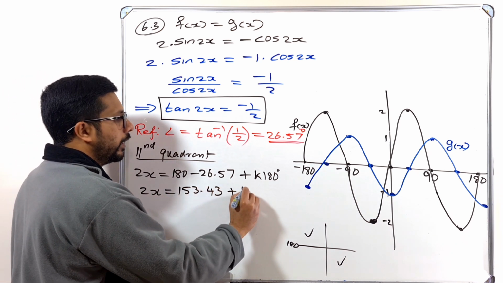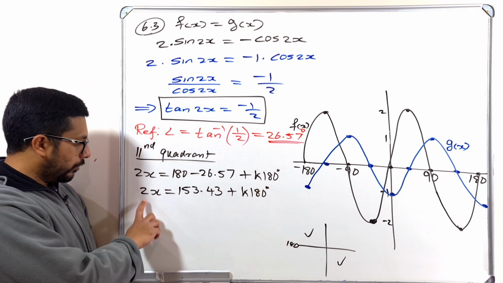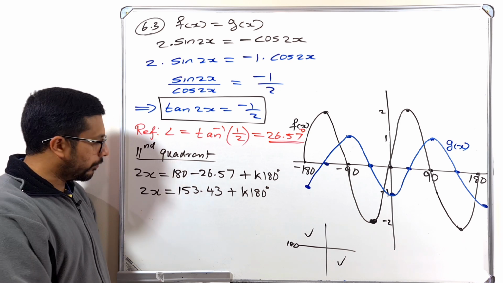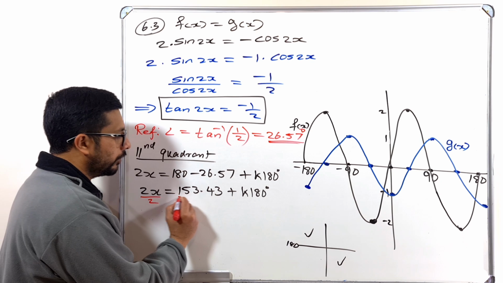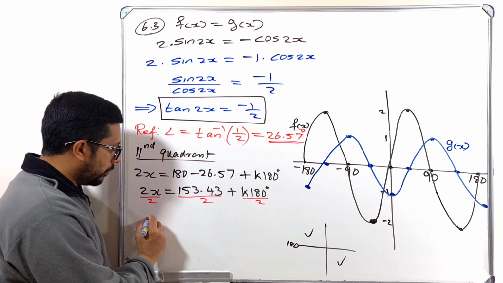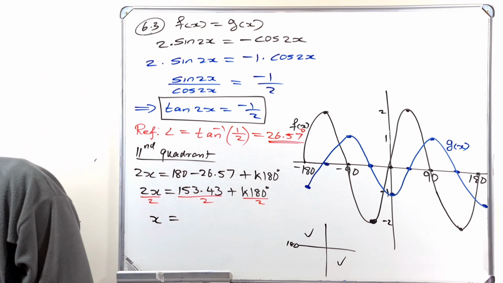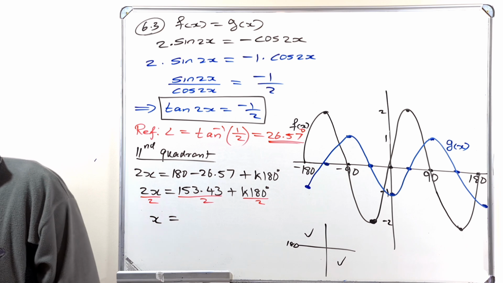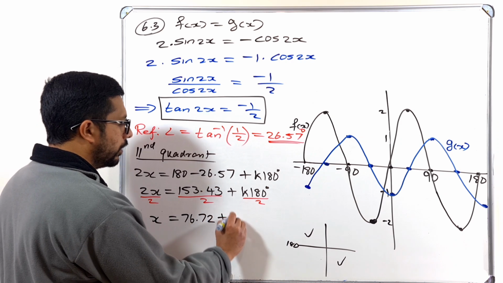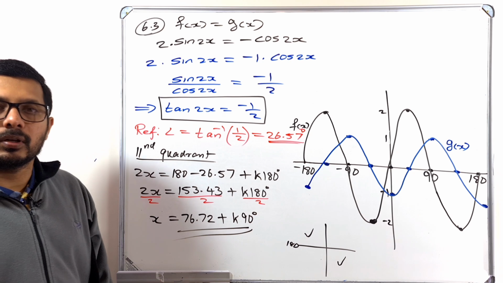153.43 plus k 180. So now 2x is equal to... we don't want to find 2x, we want x. Am I right? So how can you find it? Divide throughout by 2. So if you divide throughout by 2, then x is equal to 153.43 divided by 2. What is the answer? 76.72. So x equals 76.72 plus k 90 degrees. That is about the second quadrant.